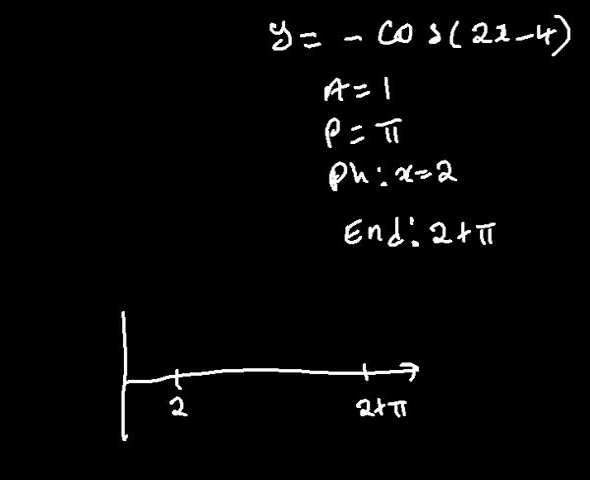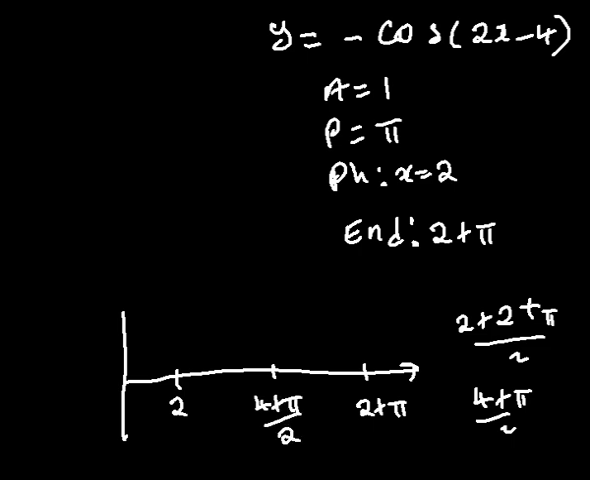So we have to divide the interval into 4 equal parts. What is the mean of 2 and 2 plus pi? We have 2 plus pi divided by 2, and that will be given as 4 plus pi over 2. So that is the mean. And now, in your own time, try to complete the other 2 points.